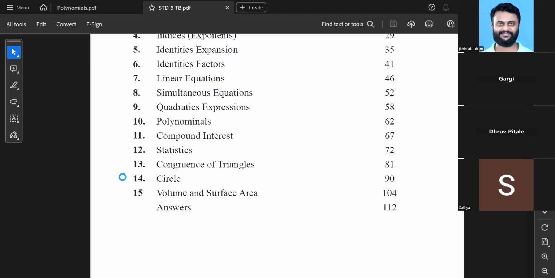So, in the previous class, we completed the worksheet for quadratic equations, right? In today's class, we are going to start with the next chapter, that is polynomials, okay? Which is page number 62. So, I'll write 62.